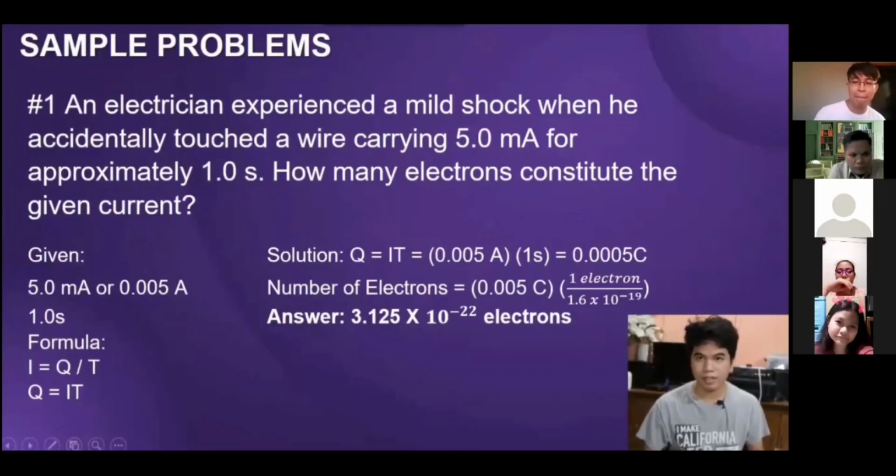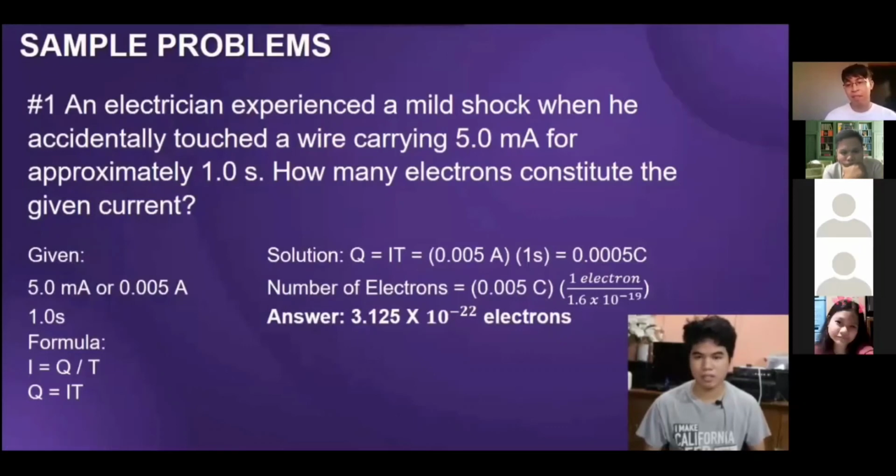Ang formula na gagamitin natin dito ay Q is equal to IT, which is derived from the formula I is equal to Q over T. So ang I dito is current, Q is charge, and T is time. So proceeding to the solution, Q is equal to I multiplied by T is equal to 0.005 amperes multiplied by 1 second. Kakalabasan ay 0.005 coulombs.